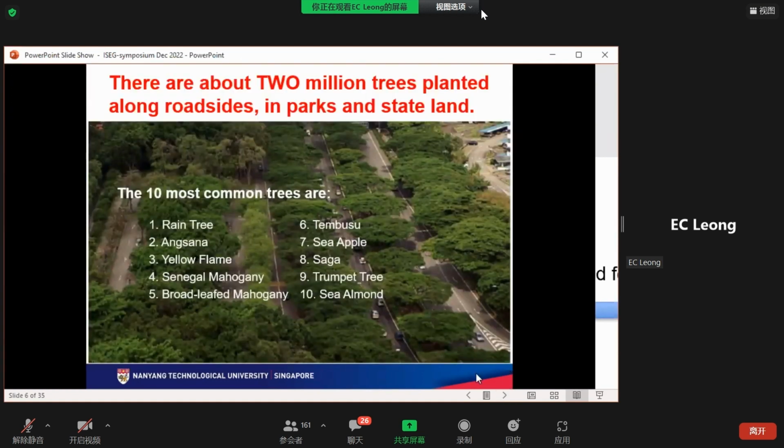There are about 2 million trees planted along roadsides, in parks and state land. This is actually under the jurisdiction of the National Parks Board. The 10 most common trees are listed on this slide. I'm not going to go into the names because they may not be familiar to you.